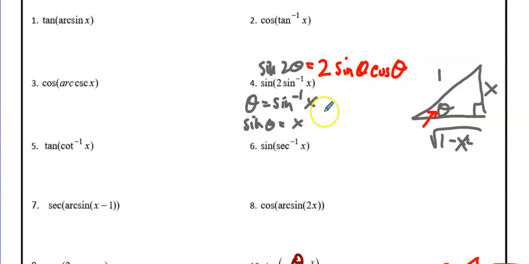And so all I have to do now is find out what sine of theta and cosine of theta are, and multiply them both together with 2. So this final answer is going to be 2 times sine, and we already know that sine is just going to be x, right? It's going to be x over 1. And then cosine is going to be the adjacent side over the hypotenuse, which is just going to give us the square root of 1 minus x squared.